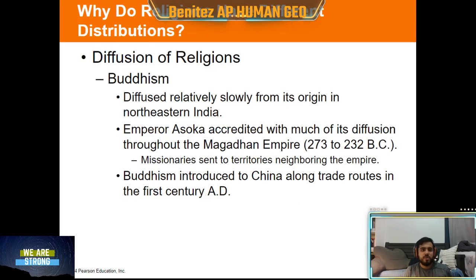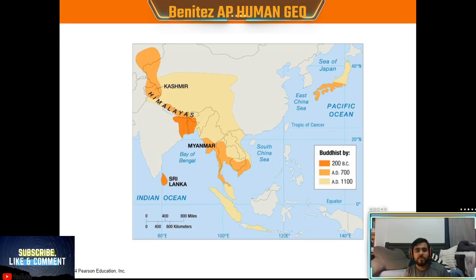Finally, let's look at Buddhism. Buddhism was actually able to spread from northern India, and a lot of Buddhism spread through trade routes, and Emperor Ashoka helped diffuse Buddhism all the way up to China and nearby Asian countries. Buddhism is not as prevalent in India, but is super prevalent in Asian countries.